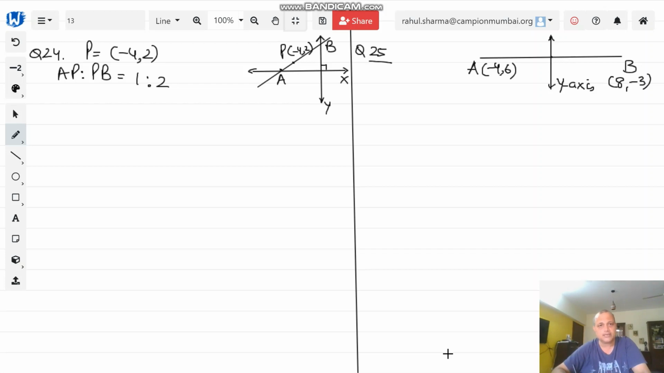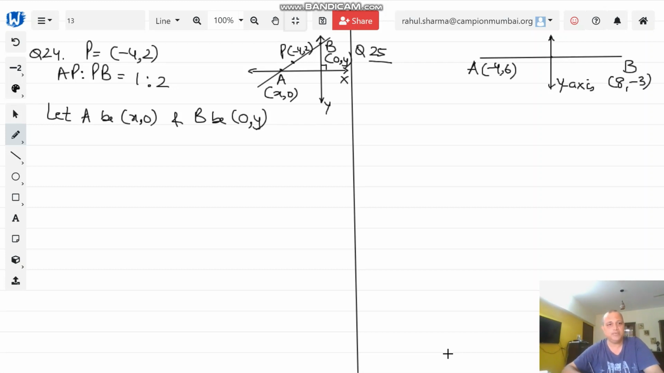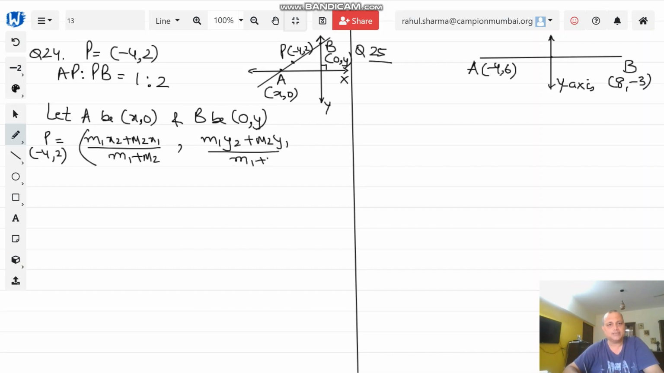Since A lies on the x-axis, the coordinates would be x, 0, and since B lies on the y-axis, the coordinates would be 0, y. So let's write this down. Let A be x, 0 and B be 0, y. Now, since we've been given this, we know that P can be calculated as m1x2 plus m2x1 upon m1 plus m2, this would be the x coordinate of P, which is negative 4, and the y coordinate would be m1y2 plus m2y1 upon m1 plus m2.